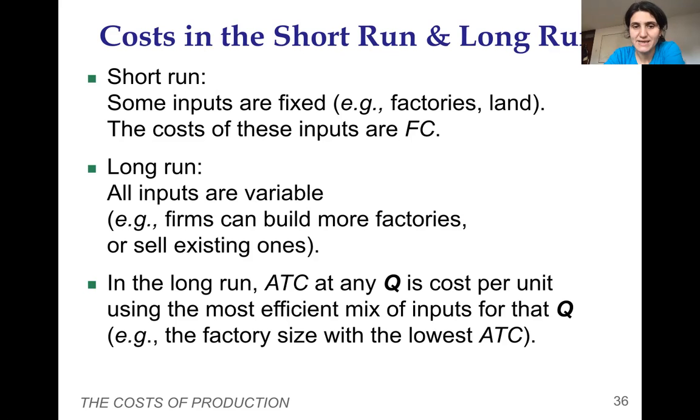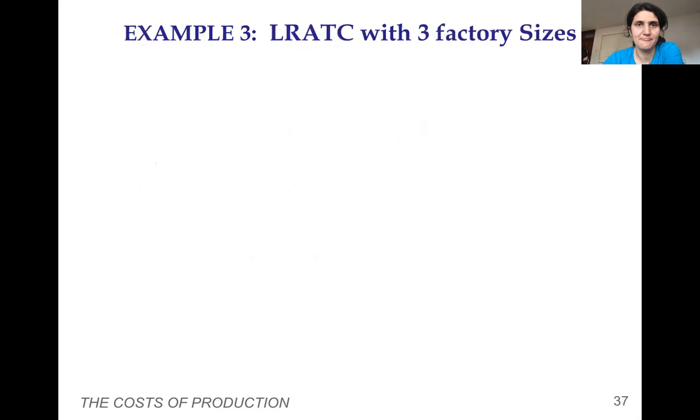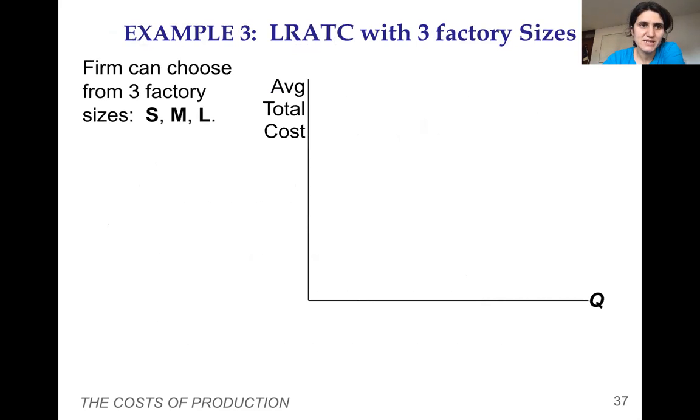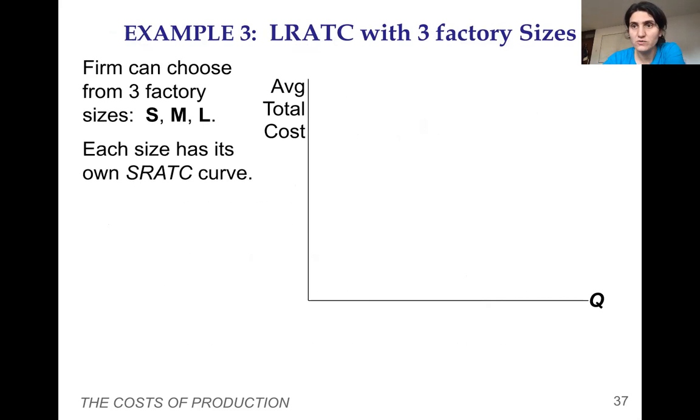In the long run, ATC at any Q is the cost per unit using the most efficient mix of inputs for that Q, the factory size with the lowest ATC, etc. Long run ATC with three factory sizes: firms can choose from three factory sizes, small, medium, or large. Each size has its own short run average total cost curve.